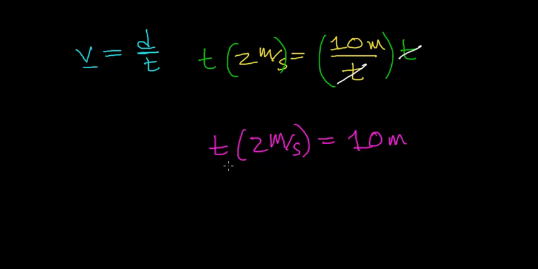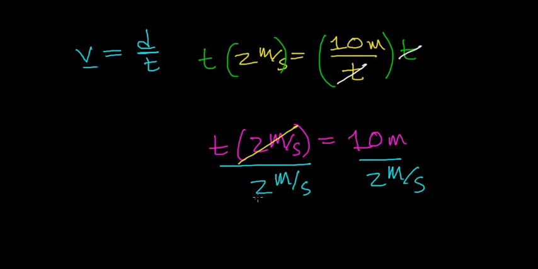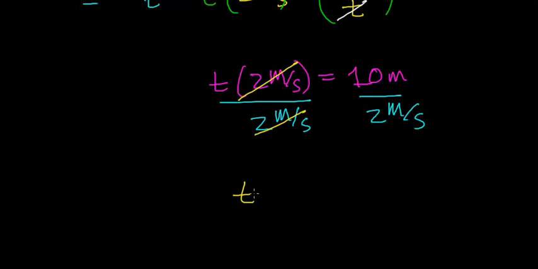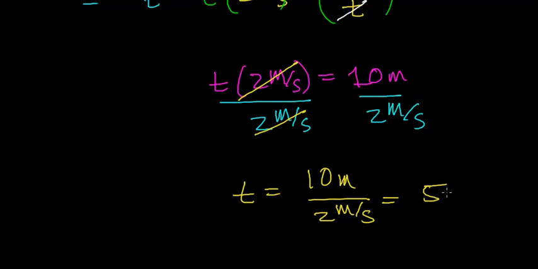Now the next step is to solve for time. In this case, we're going to divide both sides by 2 meters per second. What you do to one side of an equation, you do to the other. And when you do that, 2 meters per second divided by 2 meters per second is equal to 1. And this works out to be t equals 10 meters divided by 2 meters per second. And that's going to work out to be 5 seconds.